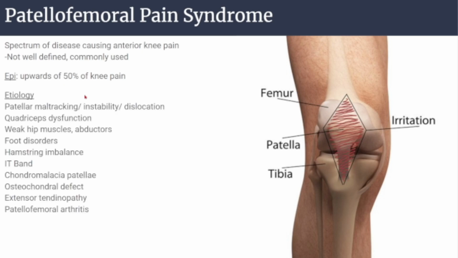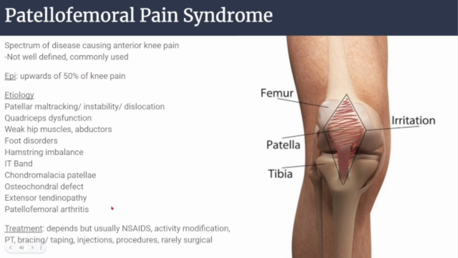And here are some of the etiologies, right? Patella dislocation, we talked about, that's one, but any of the patellar maltracking conditions, quad dysfunction, weak hip muscles and abductors, foot disorders, right? It is all connected. Hamstring imbalance, IT band, chondromalacia, we looked at those MRI pictures, osteochondral defect, extensor tendinopathy of the quad or patellar tendon, patellofemoral arthritis, we looked at an x-ray, right? These are all causes of anterior knee pain.